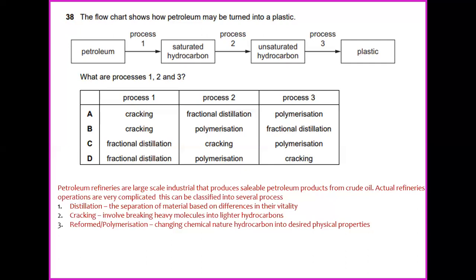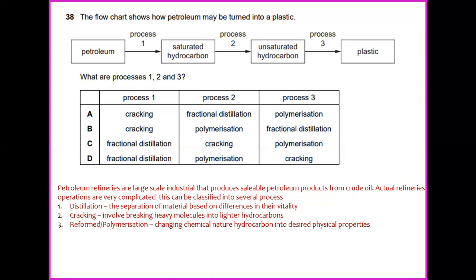Petroleum refineries are large-scale industrial plants that produce saleable petroleum products from crude oil. Refinery operations are very complicated, but they can be classified into several processes. First, you have distillation, which means fractional distillation, the separation of materials based on differences in their volatility. After distillation of petroleum, it becomes saturated hydrocarbon. Then from the saturated hydrocarbon, it goes through cracking, which involves breaking heavy molecules into lighter hydrocarbons.